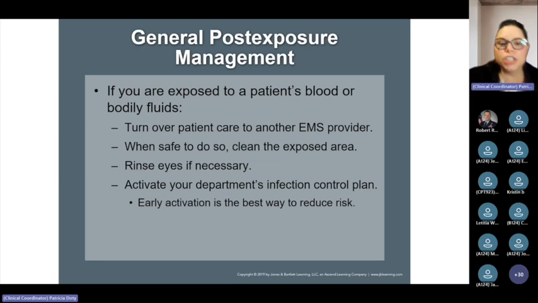What was your question again? The question is, it says if you were exposed to a patient's blood, bodily fluids, or anything else, it says to turn over patient care to another EMS provider. Why do you think that is so important?